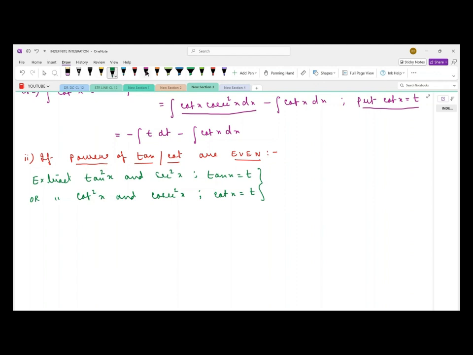Now let's take up individual sums. Say example 1. So we need even powers. Say you have tan 4x dx. If you have even powers, we have to extract tan square x and sec square x. So obviously what we'll do is 1 tan square x, and for the other tan square x we write sec square x minus 1 dx. And then you put tan x equal to t.